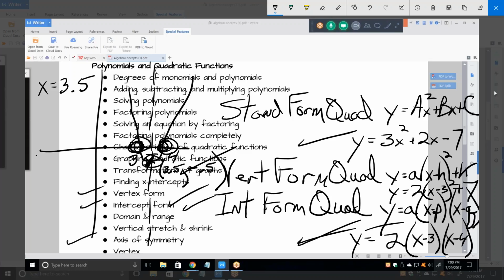Not a whole lot more to really talk about on vertex format, intercept format. If it's in standard format, there's a technique to figure out how to find the vertex, but I'm not going to go into it because it's not on the list here.